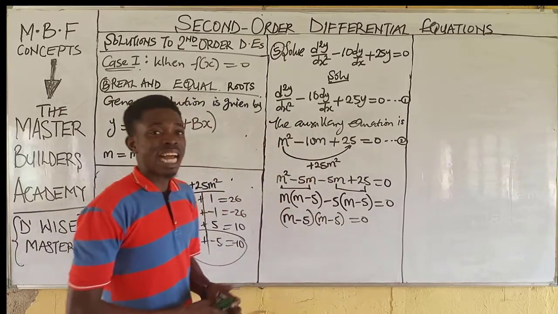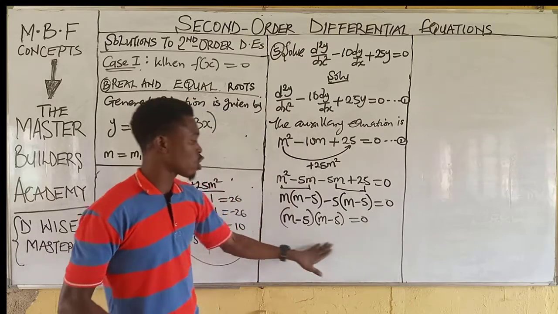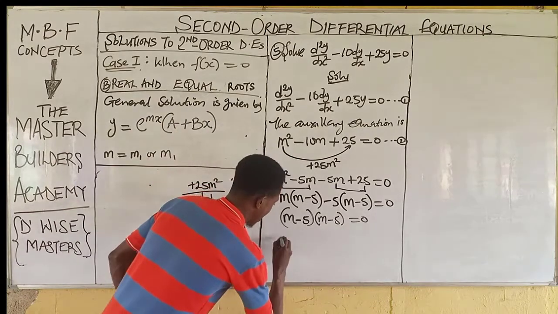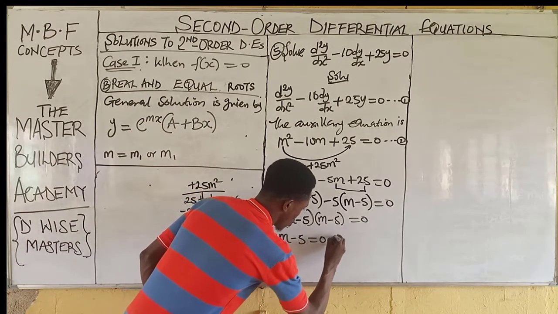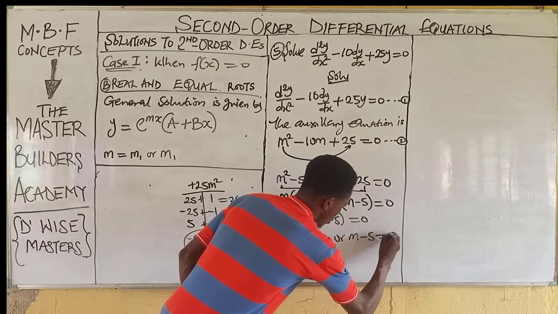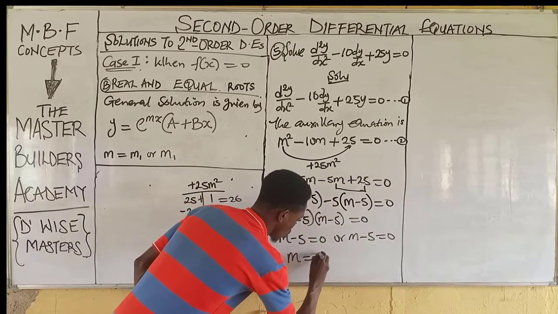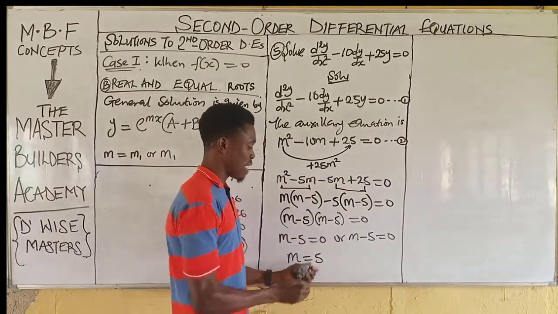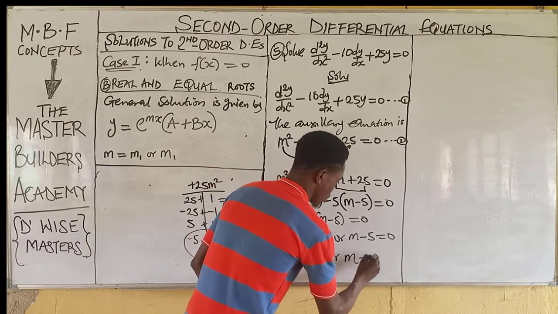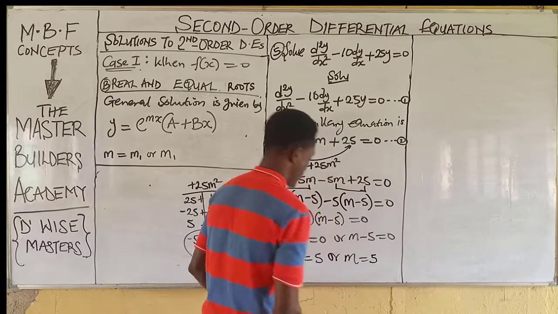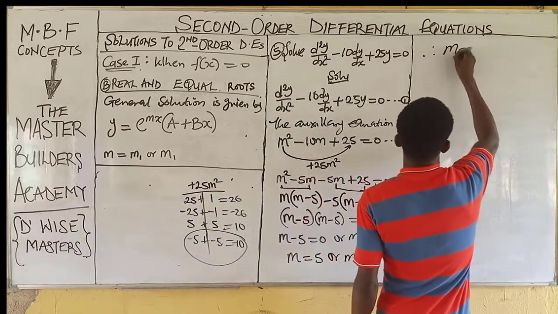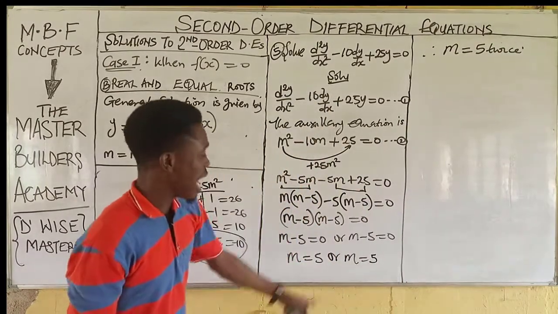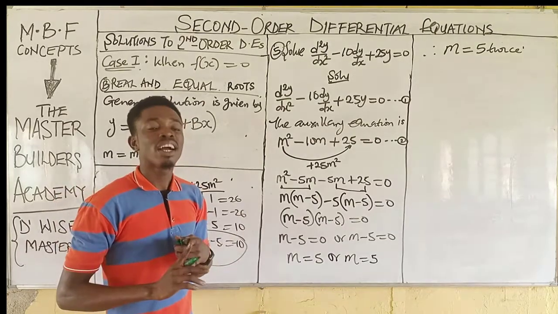And by understanding, we know that for the product of two factors to be 0, either the first is 0 or the second is 0. So we therefore have that m minus 5 is equal to 0 or m minus 5 is equal to 0. From this point now we have m is equal to 5. Don't forget, as minus 5 crosses from left hand side to the right hand side, it becomes positive 5. And as minus 5 equally crosses from the left hand side to the right hand side, we also have positive 5. Therefore, m is equal to 5 twice. You see, the roots are real and they are equal. This is what we mean by real and equal roots.